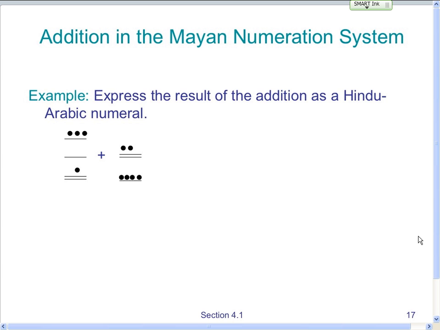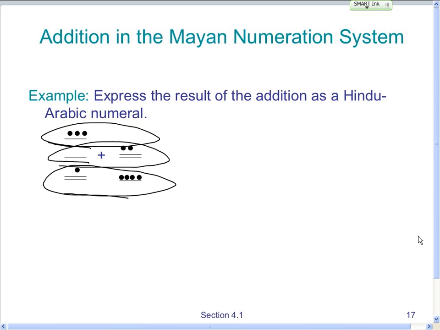Okay, I believe this is the last example. What we're trying to do is we have an addition problem now. So we want to add these two numbers together, and we want to write the answer as a Hindu Arabic number, as a regular number. All right, so remember when you add numbers, it doesn't matter what number system you're in. If you have ones and tens and hundreds, you add all the ones together, you add all the tens together, you add all the hundreds together. Well, they do the same thing. You add the ones together, you add the 20s together, and you add the 18 times 20s together.